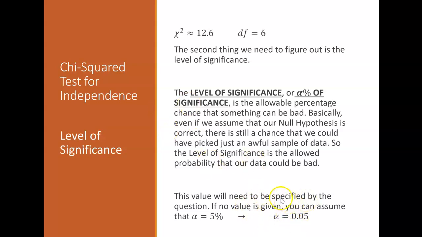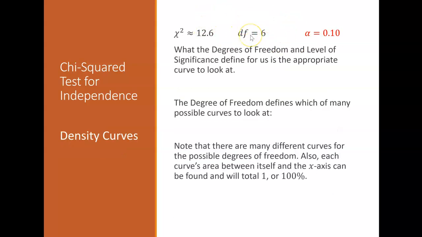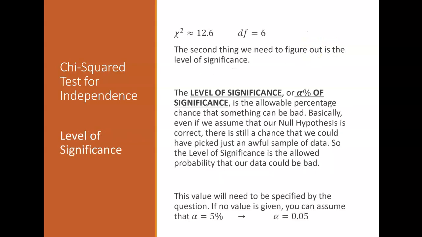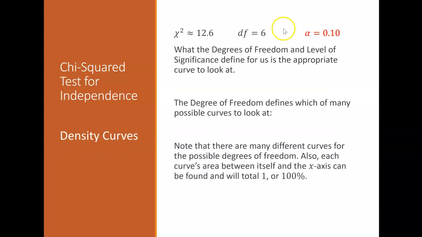So now that I have a level of significance and a degrees of freedom, let's say we picked 10% for our level of significance. I don't know when I did that here. Did I say that in the previous slide? I don't know. Okay, let's just pretend we picked 10%.